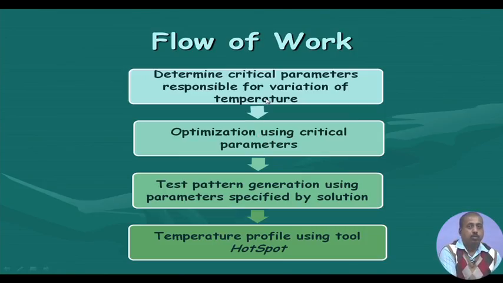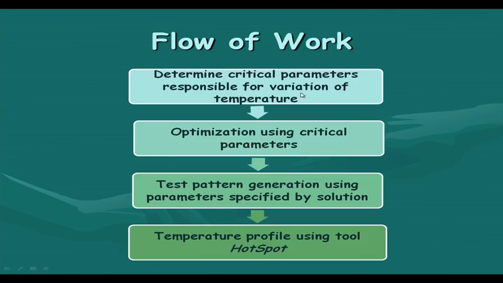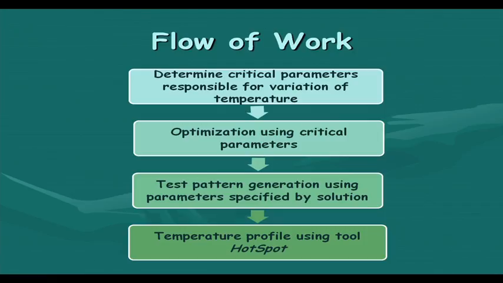If we want to use this for temperature minimization, first of all we determine the critical parameters that are responsible for variation of temperature. First we need to know what the parameters are that are going to affect the temperature variation in the circuit. Then we optimize using the critical parameters. After this study we will know which parameters are to be optimized, and based on that we perform an optimization based on the critical parameters.